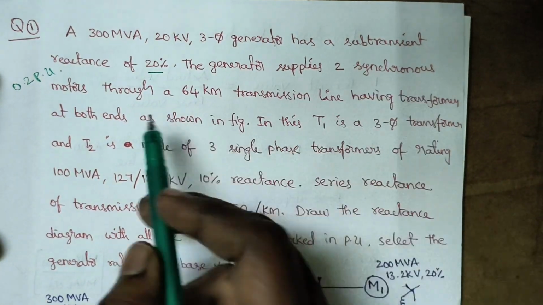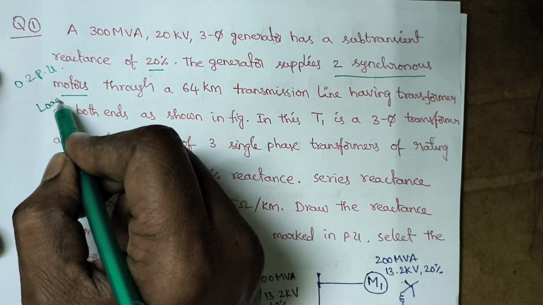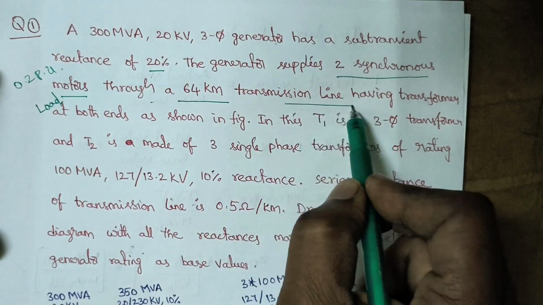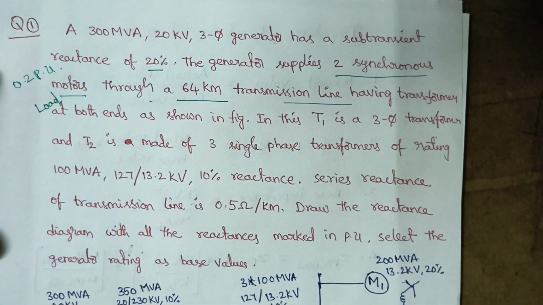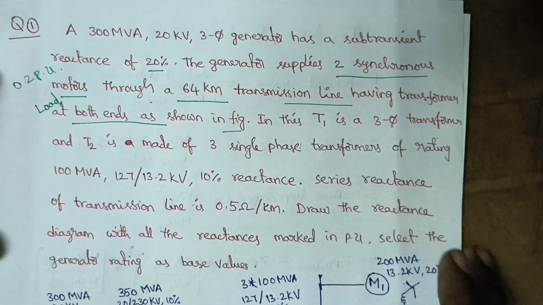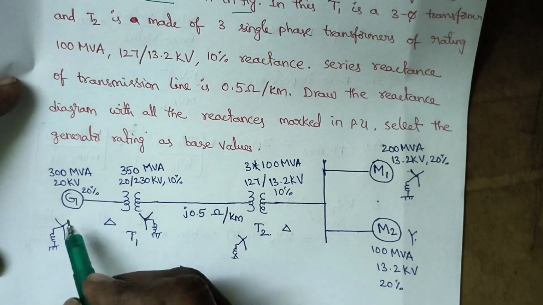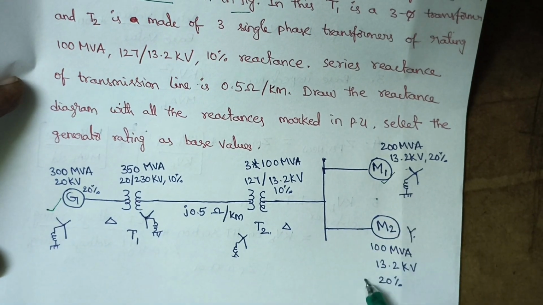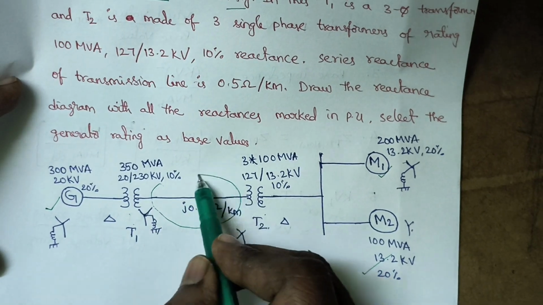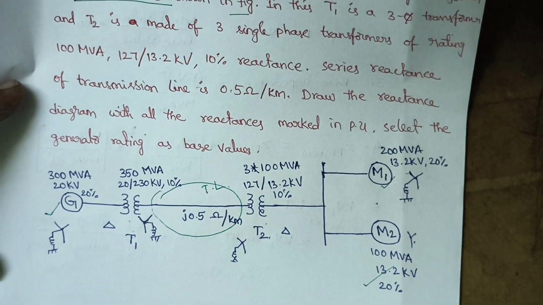The generator supplies two synchronous motors, which are the load of the given system, through a 64 kilometer transmission line, having a transformer at both ends as shown in the figure. Here you can observe that this is the generator and these two are the motors, these two are the transformers, and this is the transmission line.